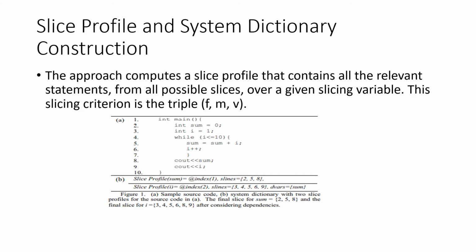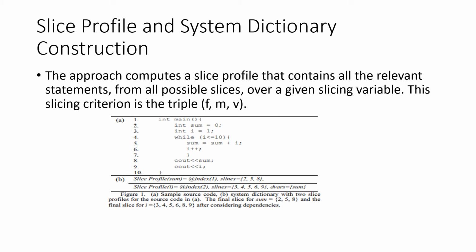Coming to the slice profile and system dictionary construction, we define our slicing criterion to consist of a file name, a function name and a variable name. The slicing criterion is the triple of f, m, v, where f is a file in the system, m is a function or method in the file f, and v is a variable in the given function m.